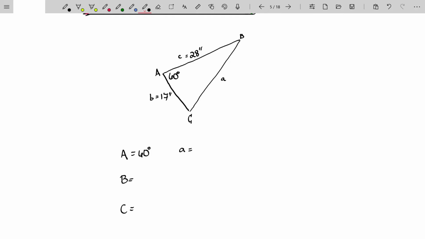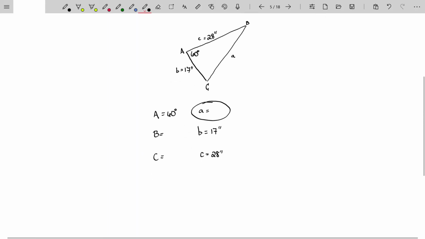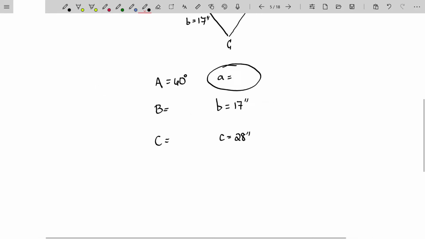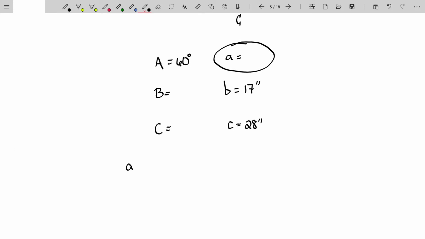Side A we'd like to know. Side B we know it's 17 inches technically, and side C we also know, which is 28 inches. And our goal is to find that side A. Again, we don't have a full row, but we can complete a full row just by finding that side A. So let's go ahead and do that. And by the way, that's all we need to do. We only want A, so filling out that row is exactly what we want to do.